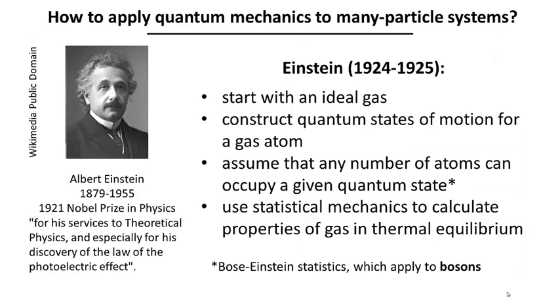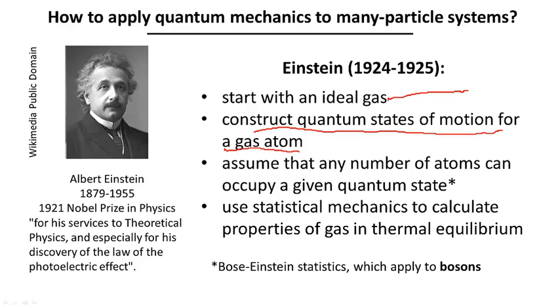And the basic idea began very simply. Albert Einstein decided to understand how to quantize many particle systems, and he chose the simplest one, the ideal gas, to ask the question of what's the equation of state of an ideal gas when you apply quantum mechanics. So the simplest approach is to construct quantum states of motion for a single gas atom, and then ask how do these get modified when many atoms are present.